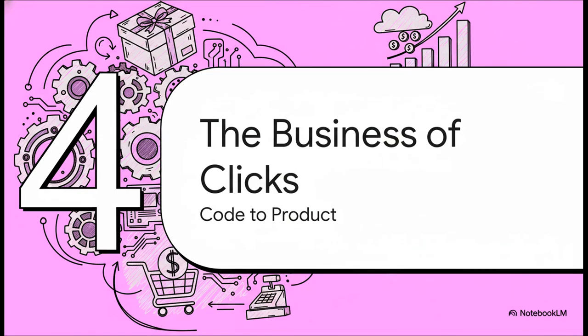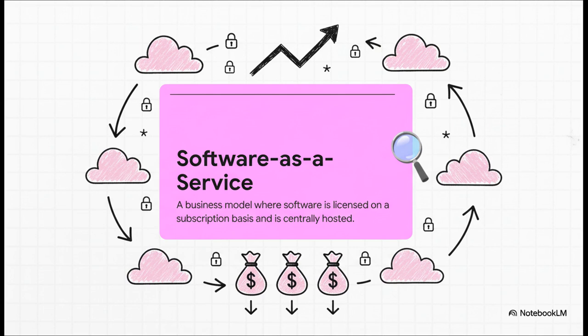Now that we've seen the tech, let's look at how this well-built, secure application is actually packaged up and sold. How do you turn all this code into a business that actually makes money? Well, the project uses the incredibly popular software-as-a-service model, or SaaS. Instead of selling the software one time, users subscribe to it, usually paying every month or year. This creates a really predictable recurring revenue stream for the business.